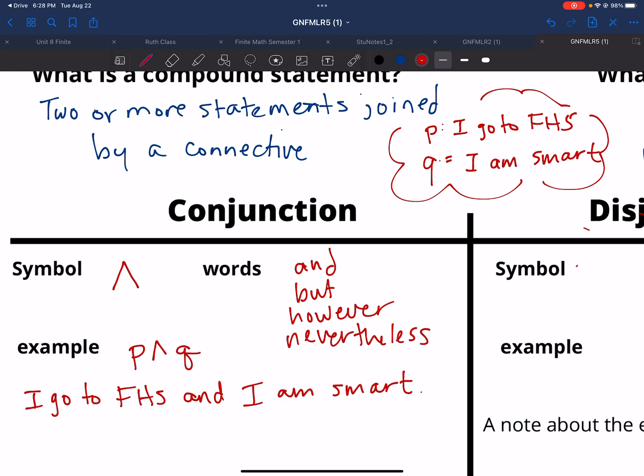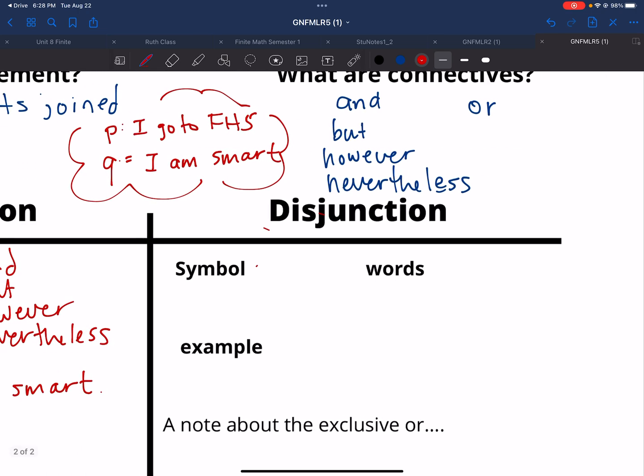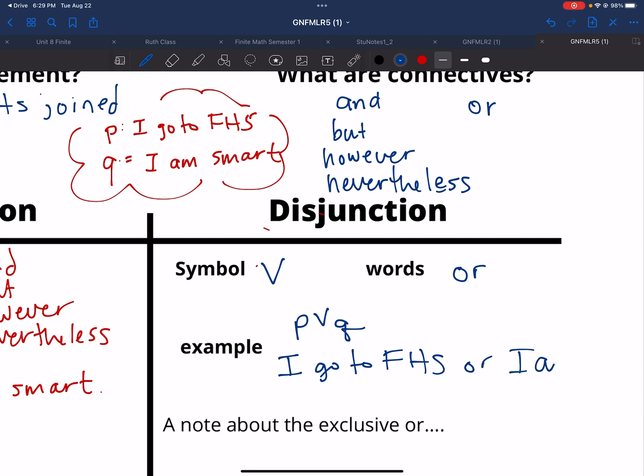Let's go over to disjunctions. Disjunctions are a little bit different. The symbol is going to look like a V, or the opposite of your conjunction. The words are just going to be or, very simple. And so we could have P or Q, where you could say, I go to FHS, or I am smart.